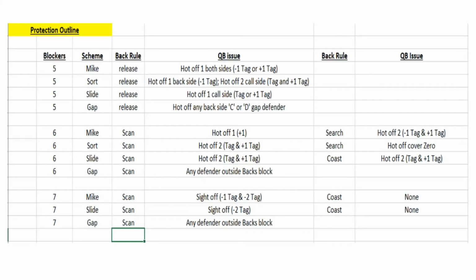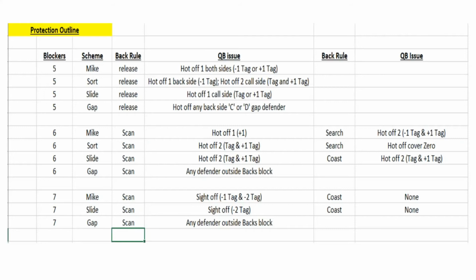Okay. And then we can have a gap protection. Now if we've got a gap protection and it's a 5-man gap, the quarterback is just hot off the backside C or D gap defender. So if we're going everybody gap to the right, then I know my problem is the first defender outside the left tackle if we choose to do this. All right, so that's 5-man schemes and the quarterback issues.